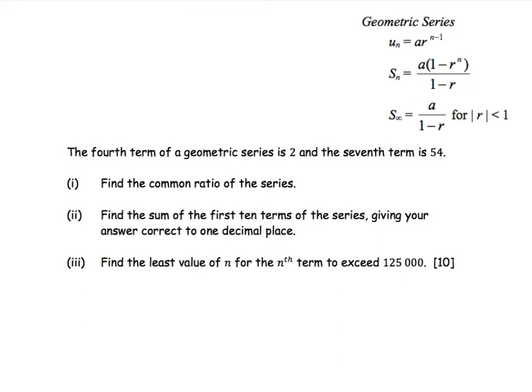Okay, this one here I wanted to go through. Now you'll be put off by the amount of marks here, okay? It says the 4th term of a geometric series is 2 and the 7th term is 54. So let's write that. So that would be... sorry, let me change pen.